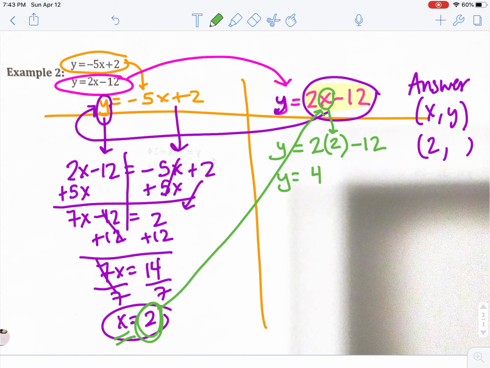So 2 times 2 is 4 minus 12. 4 minus 12 is -8. And so that's my answer for y, and there's my final answer, 2 comma -8. And you do need to write your answers as ordered pairs.